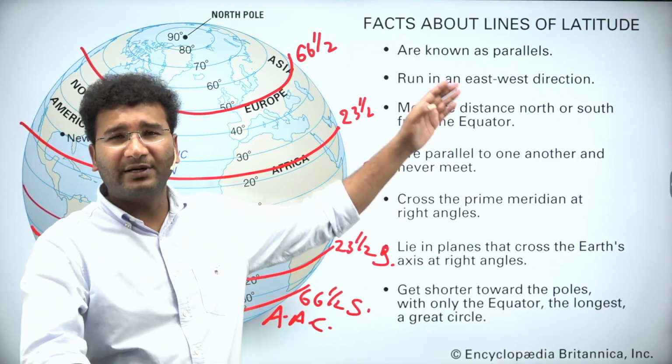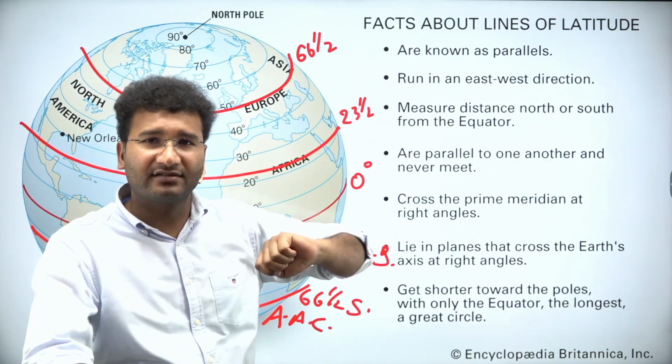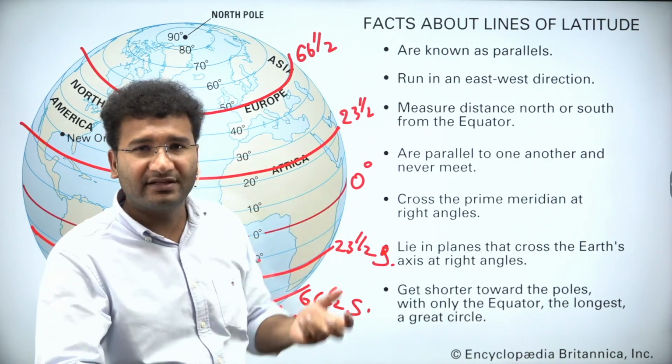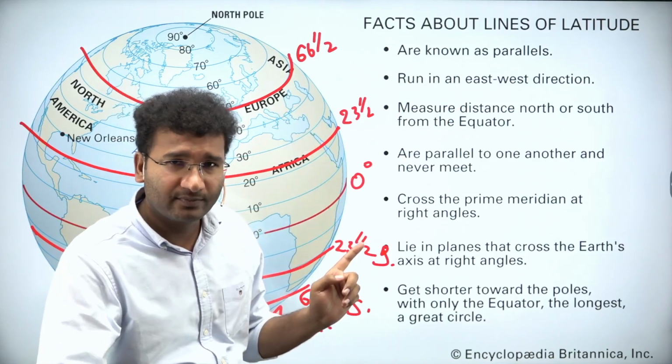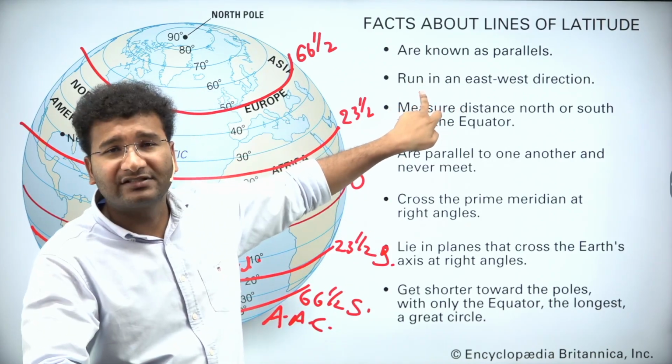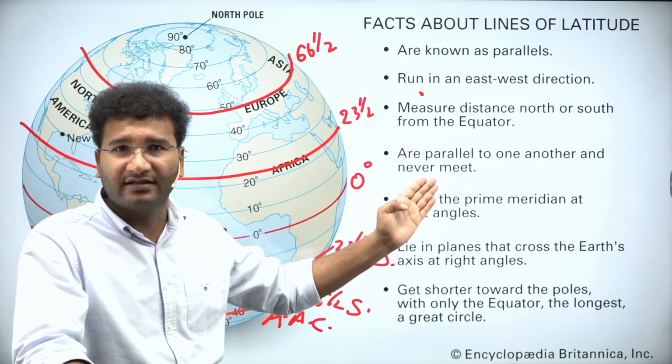But there are some fundamental facts that you need to know. Number one, they are parallel lines to each other. No latitudes will meet. They are all parallel, but all the longitudes will come and meet at the North Pole. Second, they always run in the east-west direction. They are all in the same direction.